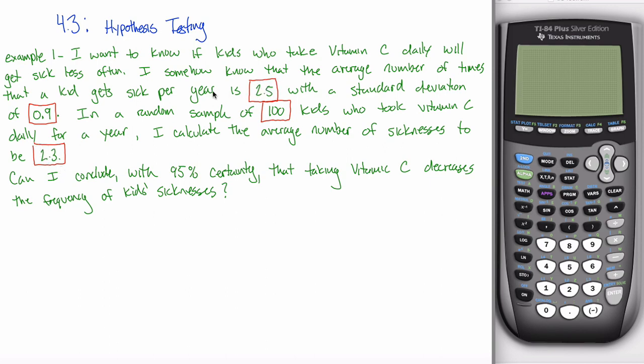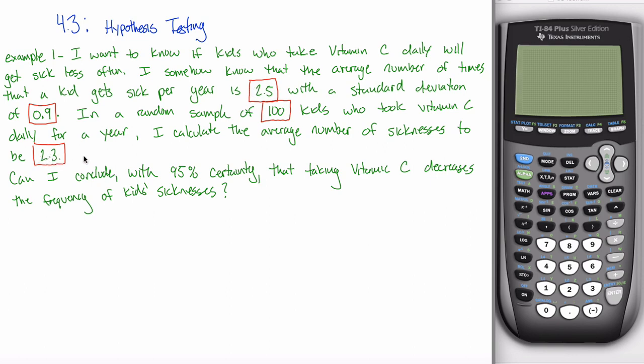So if you're paying attention to these numbers, you might notice that 2.3 is less than 2.5. Right, 2.5 presumably is the number of times that a kid gets sick in the population. But in this sample of 100 kids who've taken vitamin C, they only get sick 2.3 times. You're like, 2.3 is less than 2.5. Right, so therefore vitamin C must work?